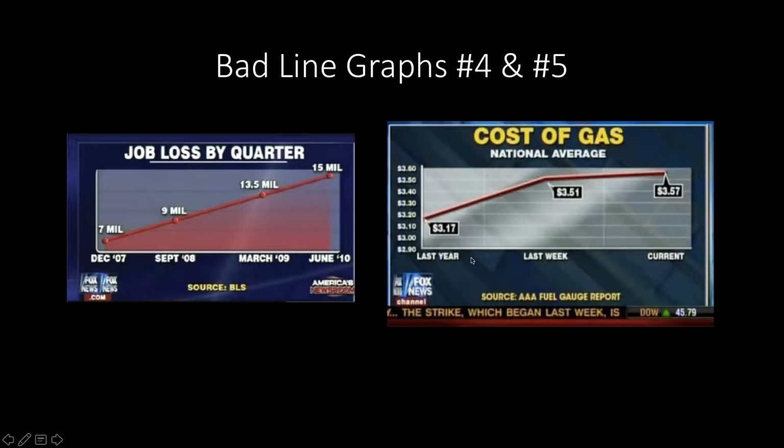And then this one, my personal favorite, we've got a point at last year, a point at last week, and a point current, and they're equally spaced. That's absurd. Come on, people.